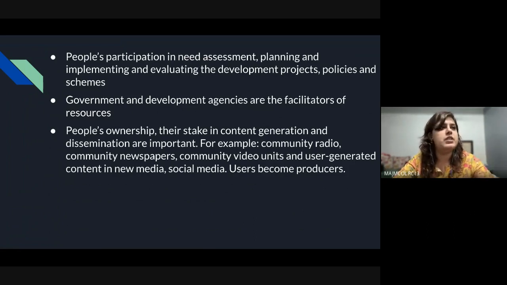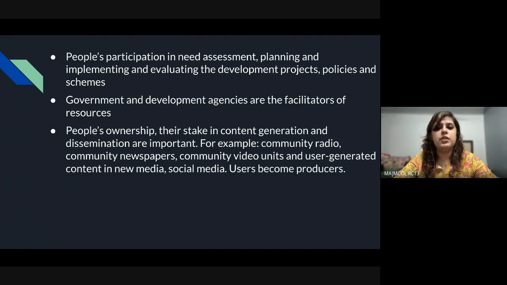So the idea of community radio, of alternative channels such as video units, and user generated content came about. The Internet also came about during that time, so user generated content and platforms rose, which gave people voices to speak what they had to, and to raise their voices against oppression, against capitalism, against various evils of the society that they needed to tackle. And also action oriented research and action oriented media came about during that same time.